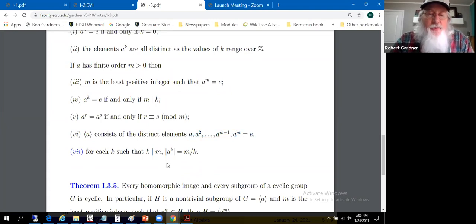And let's prove this last one. It's a 2 or 3 line proof. It says for each K such that K divides M, the order of A to the K is M over K. Okay, so we're taking a divisor of M, the order of element A, taking A to that divisor power, giving us an element of group G, and considering the order of that element A to the K and claiming that's M divided by K. Maybe not immediately obvious unless you think about this in terms of integers mod M, which you're perfectly justified in doing because this group generated by A of order M is isomorphic to the integers mod M.